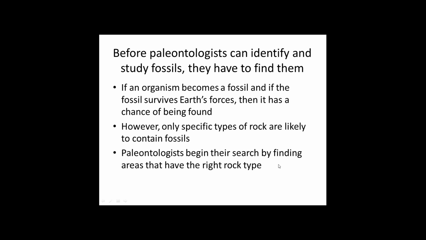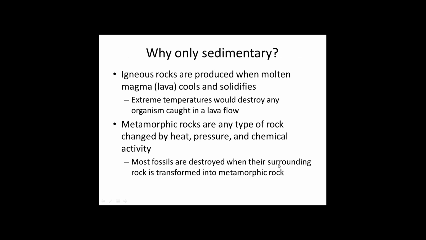The other two types are igneous and metamorphic. We talked about metamorphic a little bit earlier. But igneous rocks are produced when molten magma or lava cools and solidifies. It seems pretty straightforward, but these extreme temperatures would destroy any organism caught in the lava flow. Magma is at a temperature hot enough to melt bone and teeth and any structure that would have been preserved to be discovered in the fossil record. So these are just not ideal conditions for discovering fossils because no fossils are going to be formed in them.